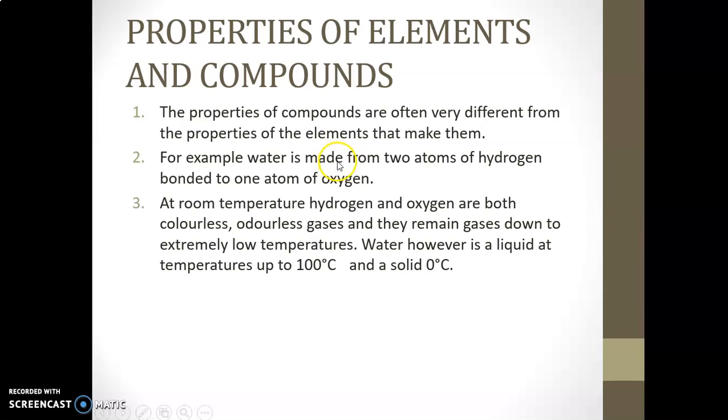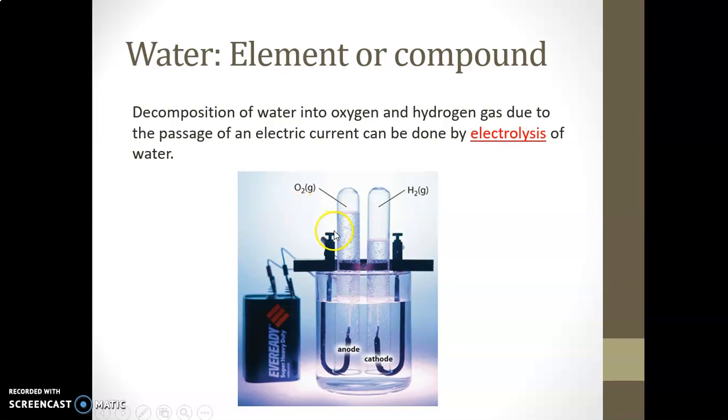Now, the properties of compounds are often very different from the properties of the elements that make them. For example, water is made up of two atoms of hydrogen and one atom of oxygen. At room temperature, hydrogen and oxygen are both colorless, odorless gases, and they remain gases down to extremely low temperatures. Water, however, is a liquid up to 100 degrees and is a solid at 0 degrees Celsius.